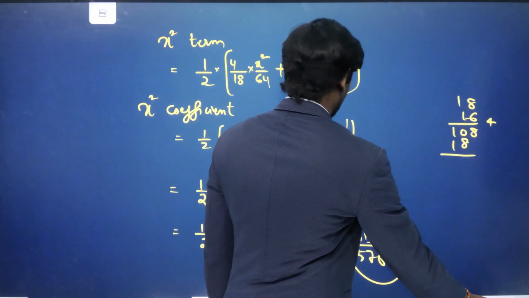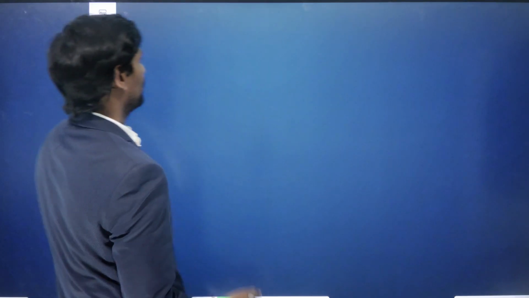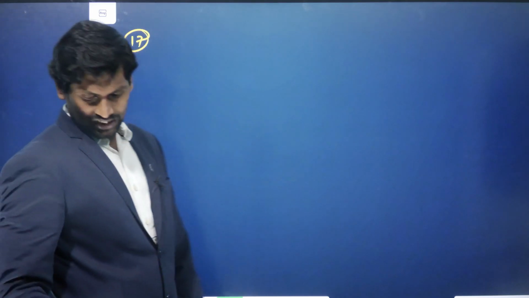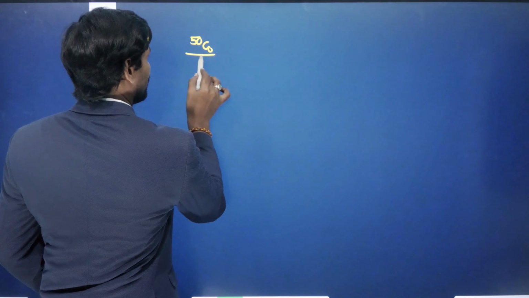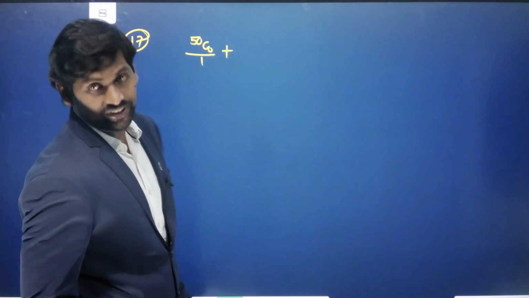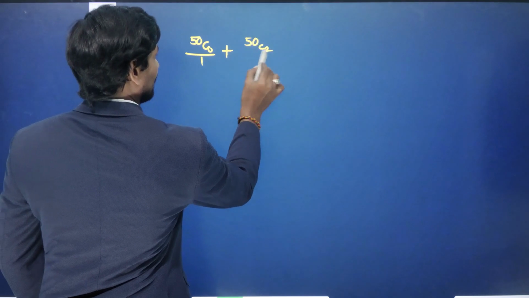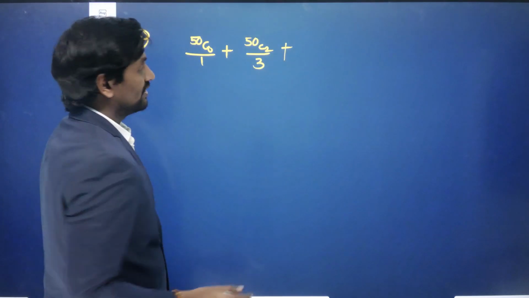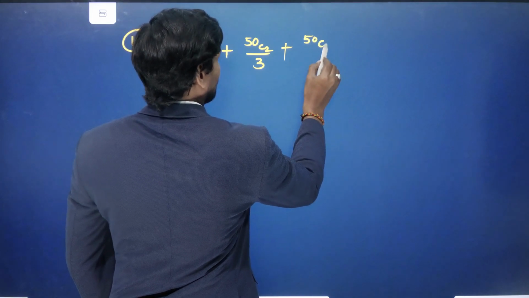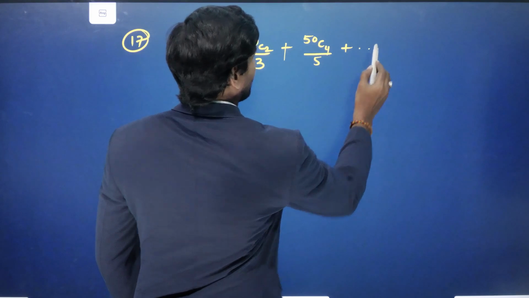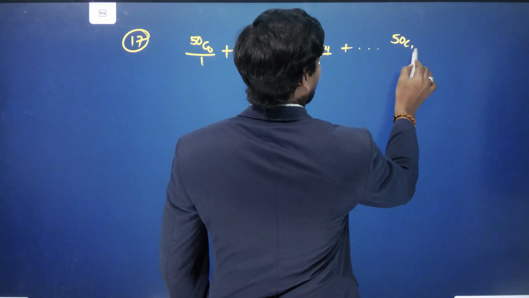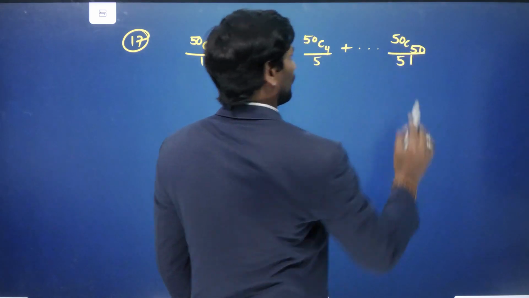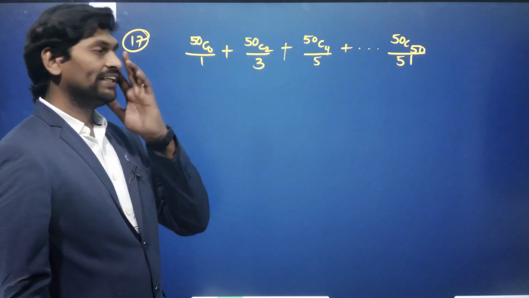Let us go to the next problem. 17th problem. The 17th problem is 50 C0 by 1 plus 50 C2 by 3 plus 50 C4 by 5 plus and so on. Last one 50 C50 by 51. So we need to find its answer.